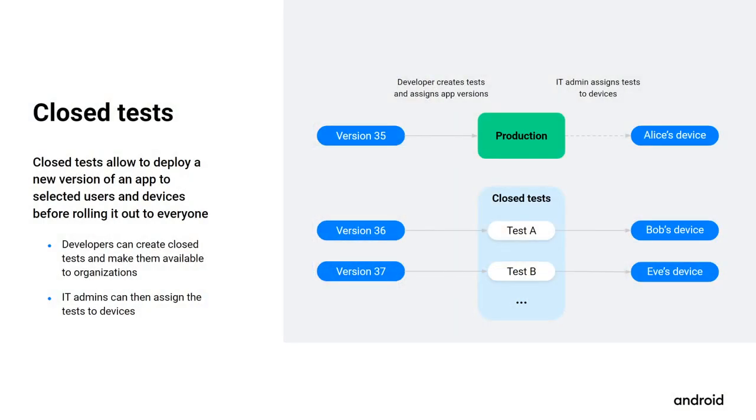To test the new version of an app, you need to control which devices receive that new version, and for that you can use the closed test tools of Google Play. Here is how it works. Each app by default has a production version, and all users get this version by default.